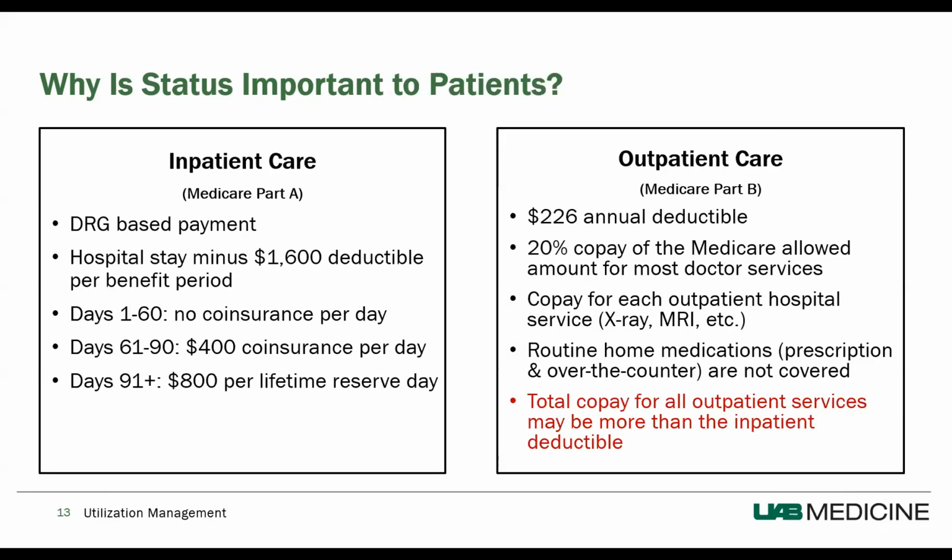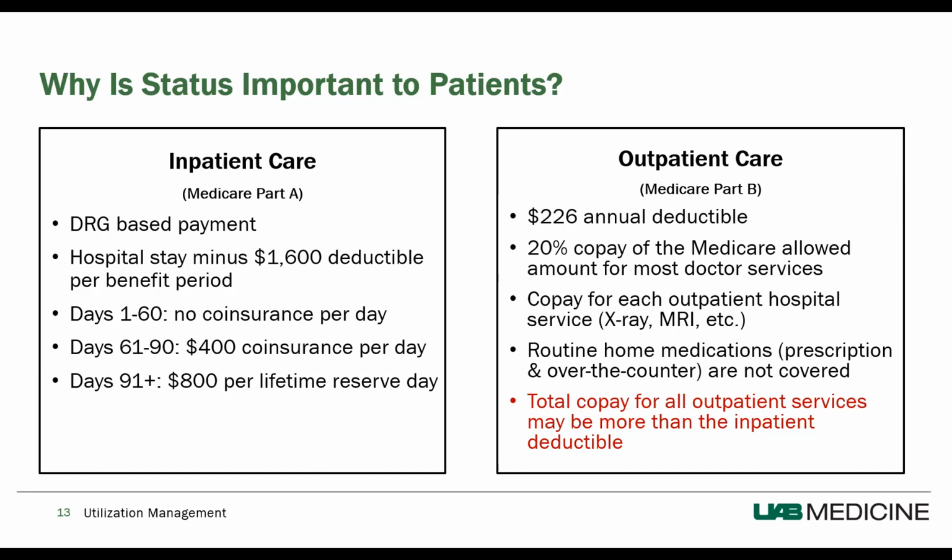This gives you a breakdown for traditional Medicare of how we're paid. Now, Part A pays for inpatient care, Part B pays for outpatient. Part A is a DRG. There is a $1,600 deductible per benefit period, and once we get into day 61 and beyond, they're into co-insurance days, so that can add up pretty quickly.